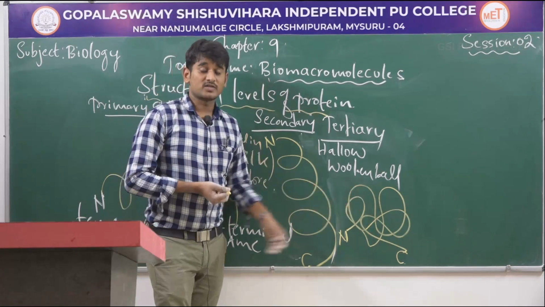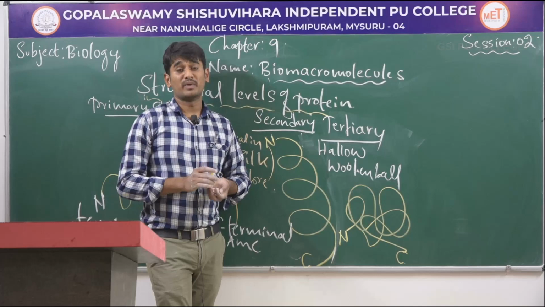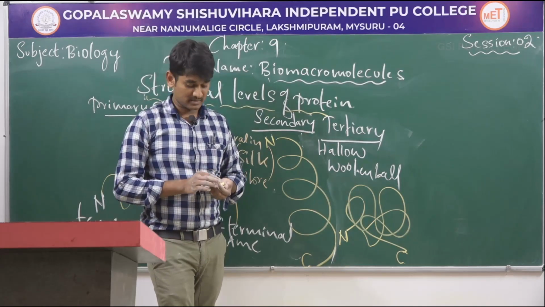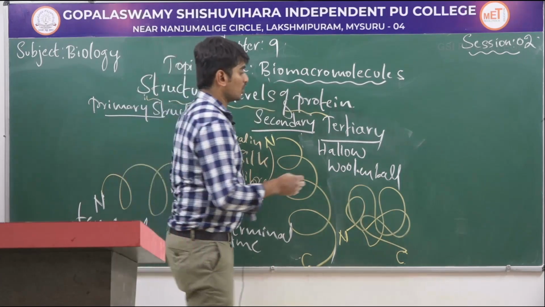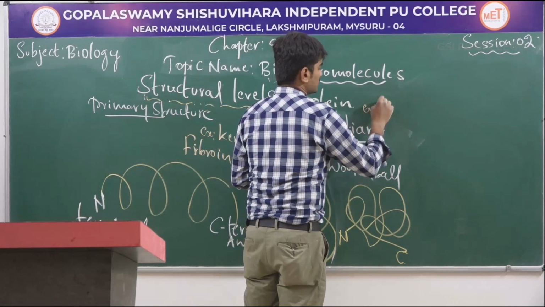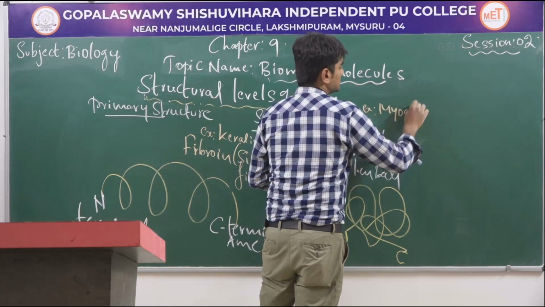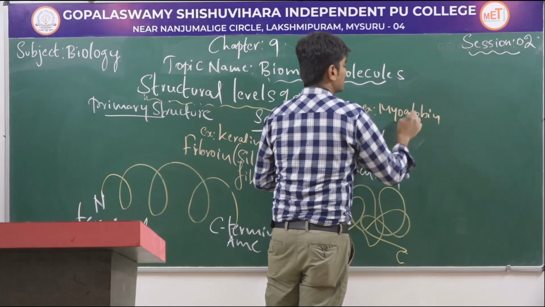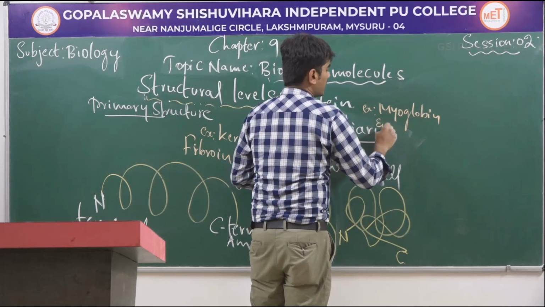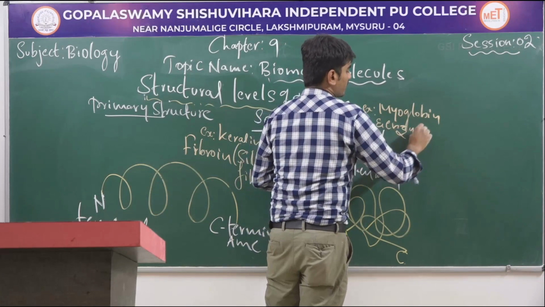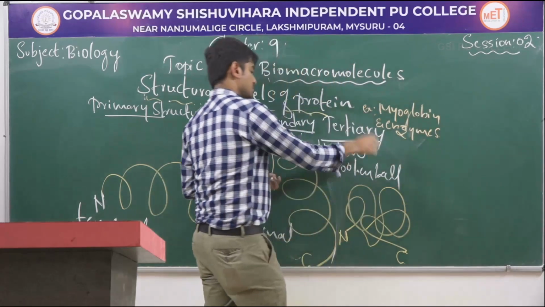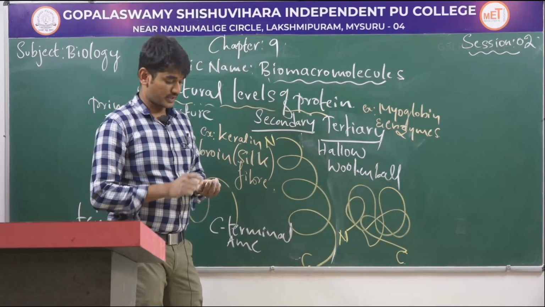And the tertiary structure is necessary for many biological activities of proteins. Example, myoglobin and some enzymes. So this is the tertiary structure of protein.